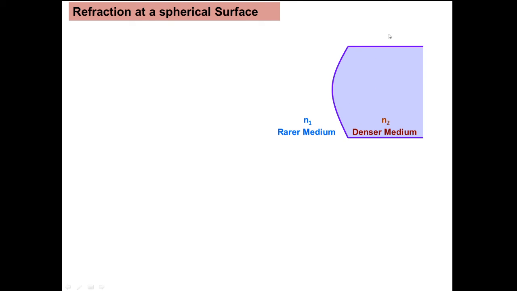rarer medium, and this spherical surface is denser medium. The refractive index of the rarer medium is N1 and the refractive index of the denser medium is N2. The center of curvature of this spherical surface is C and its pole is P. The line which joins the pole and the center of curvature is called the principal axis.